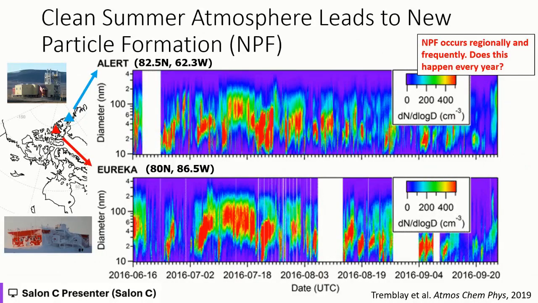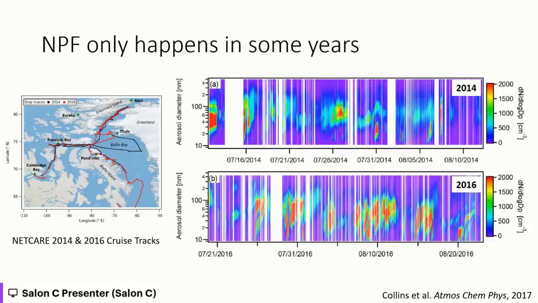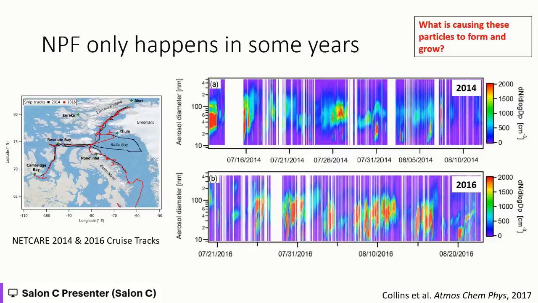And so then the next question becomes, is this just a special year? It was 2016, really neat. And I'll be showing you lots of results of 2016 because it seemed really active from the new particle formation point of view. But it turns out not every year is like that. In 2014, during that NETCARE cruise that happened in a similar region at a similar time, there was actually only maybe hints of two new particle formation events that happened. And so you can see the upper figure is less bright, less red than the lower figure. And so the question is, what is the question?